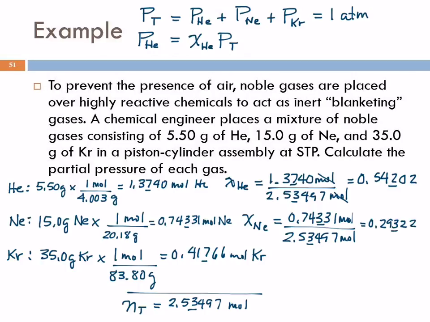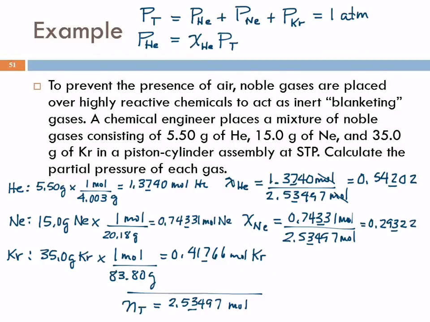0.29322. So that's the mole fraction for neon. There's 2 ways we could calculate the mole fraction for krypton. We could subtract both of these from 1, and that's going to give us the mole fraction of krypton.